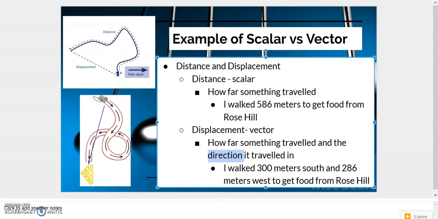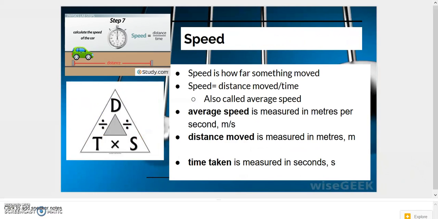So another example of scalar is speed. Speed is how far something moved. That's it. No direction, because it's scalar. So we measure speed by distance over time. This is also sometimes called average speed. So average speed is equal to distance over time. We measure average speed, or speed, in meters per second, the distance moved in meters, and how long that took in seconds.